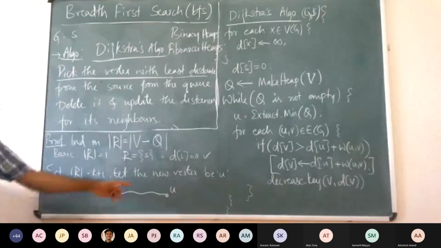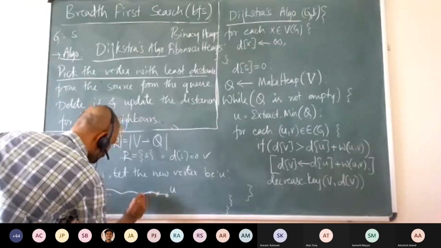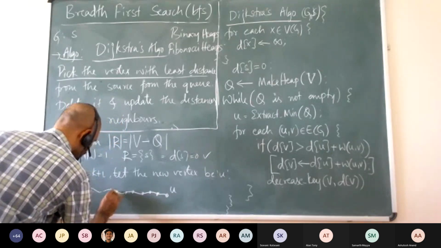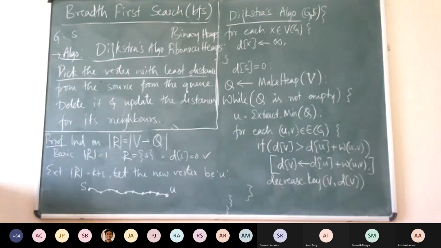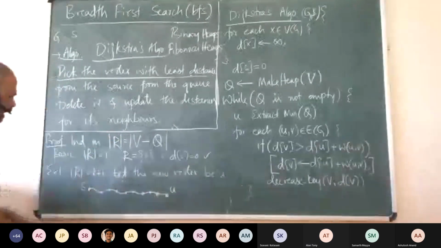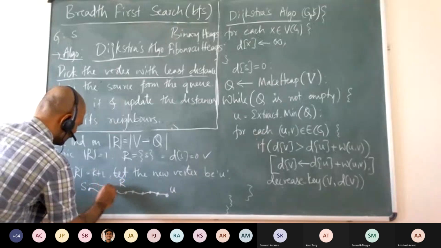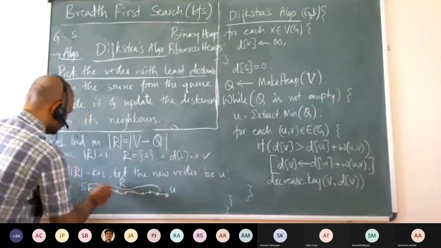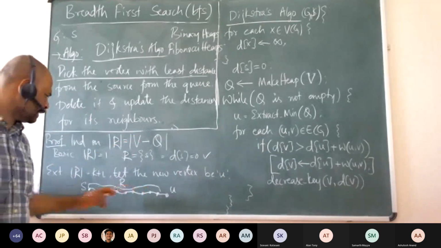Now what can we say about all the internal vertices in this path? Where will they be? They are outside the heap. None of these vertices are in the heap. They are in R. R is basically all those vertices which are outside the heap, V minus Q.